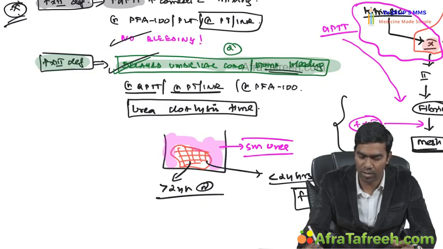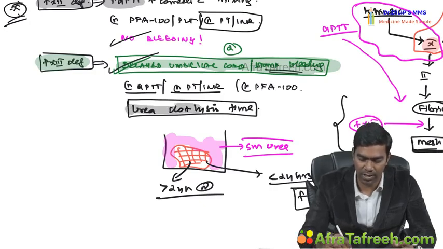That's the idea. So if they ask you what test you will do for factor 13 deficiency, you have to go for urea clot lysis time, not PT, APTT or INR. Remember, factor 12 deficiency is going to have no bleeding, but they will have a significantly elevated APTT. Whereas factor 13 deficiency will have bleeding, especially the delayed umbilical cord bleeding, but they will have a normal APTT, PT and INR.